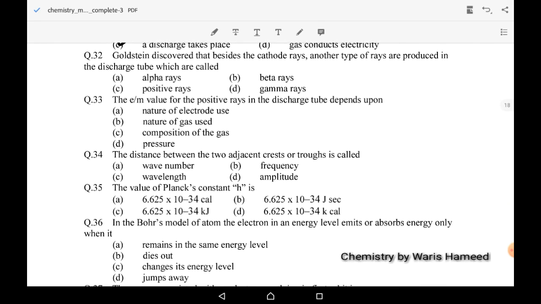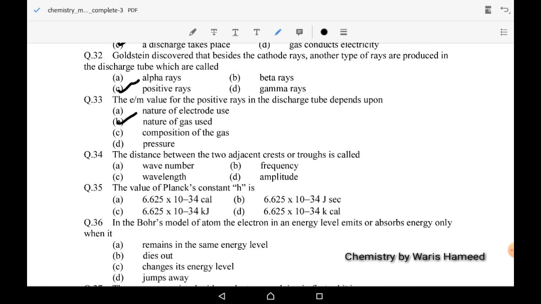Goldstein discovered that besides the cathode rays, another type of rays is produced in the discharge tube. These are positive rays, also known as canal rays. The e over m value for the positive rays in the discharge tube depends upon the nature of the gas used.